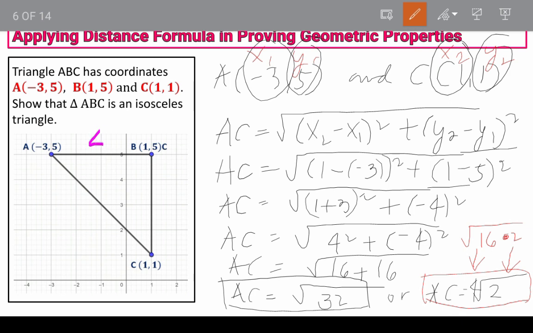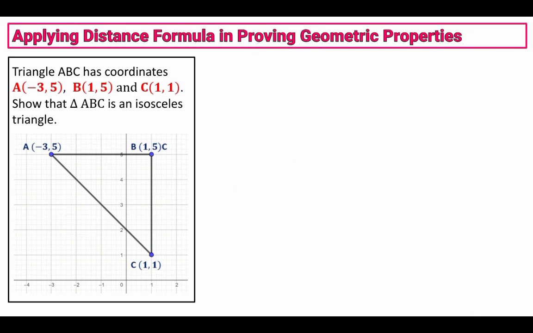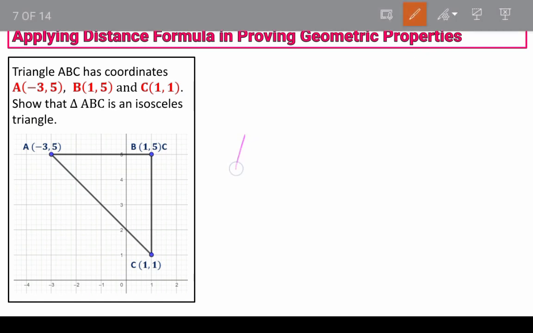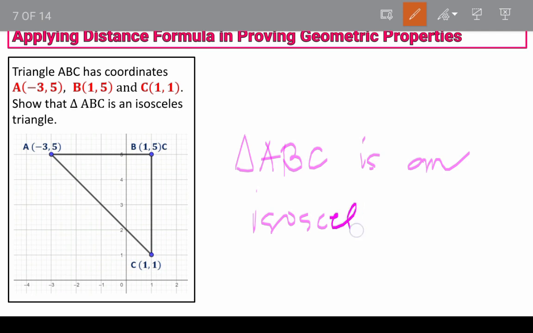So going back again, we have AB equal to 4, BC equal to 4, and AC equal to 4 square root of 2. Since only two sides of the triangle are congruent, we can now conclude that triangle ABC is an isosceles triangle. Again, since AB is equal to 4, BC is equal to 4, and AC is equal to 4 the square root of 2, only two sides of the triangle are congruent, and those are sides AB and side BC. So triangle ABC is an isosceles triangle.